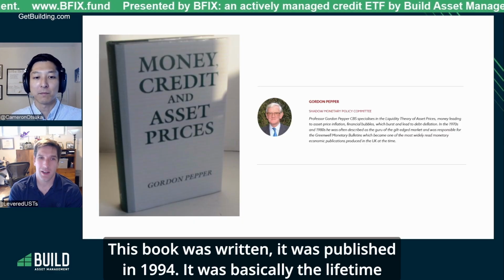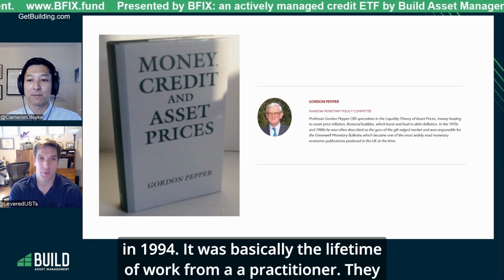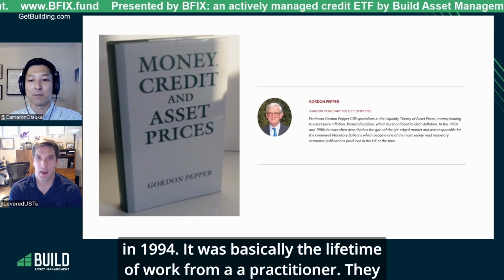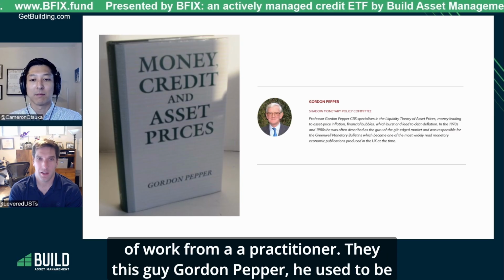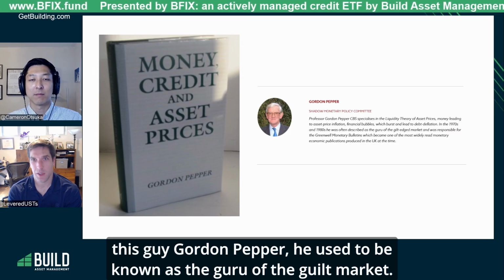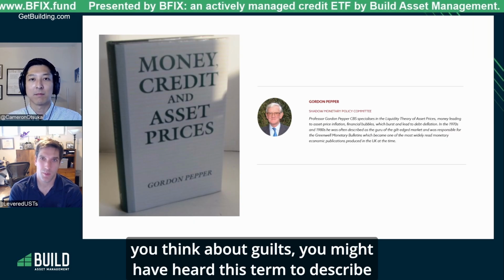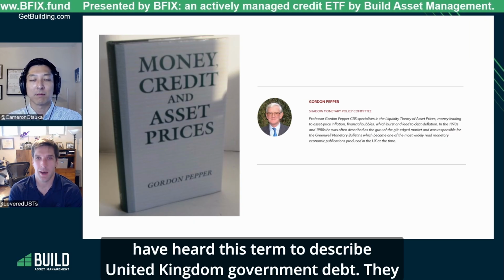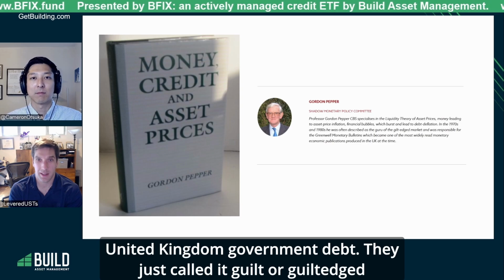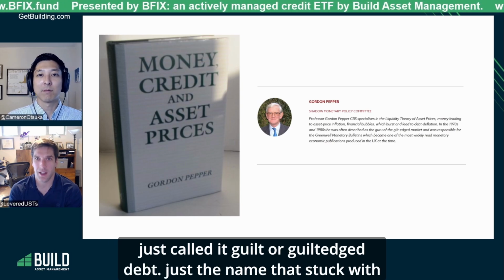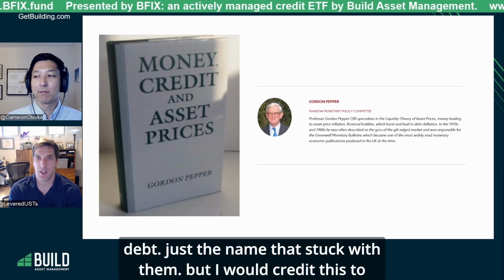This book was published in 1994. It was basically the lifetime of work from a practitioner. This guy, Gordon Pepper, used to be known as the guru of the gilt market. If you think about gilts, you might have heard this term to describe United Kingdom government debt. They just called it gilt or gilt-edged debt. Just the name that stuck with them.